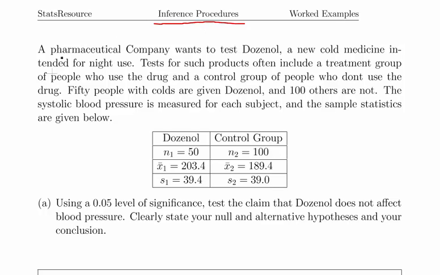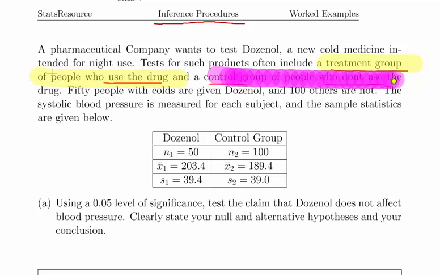So a pharmaceutical company wants to test Dozanol, a new cold medicine intended for night use. Tests for such products often include a treatment group of people who use the drug and a control group of people who do not use the drug. So those are our two groups essentially. Those are our two populations: people who use the drug and people who will not use the drug when they're suffering from colds. Okay. 50 people with colds are given Dozanol and 100 were not.